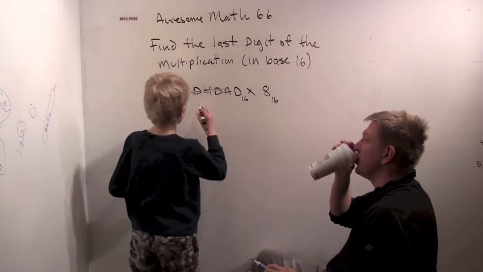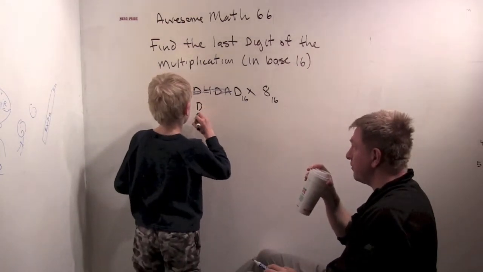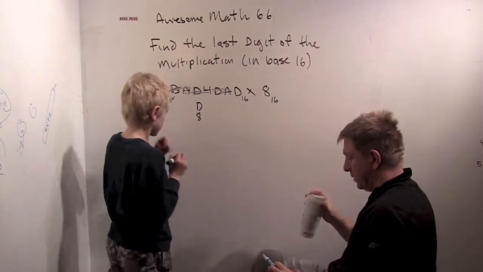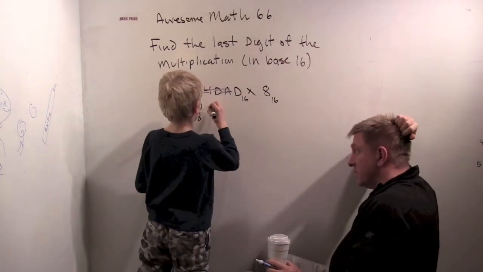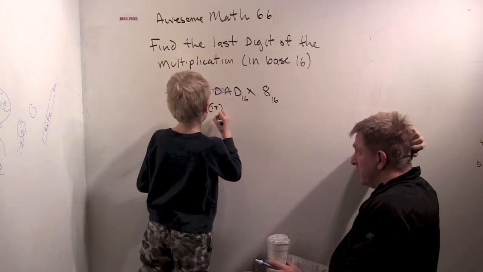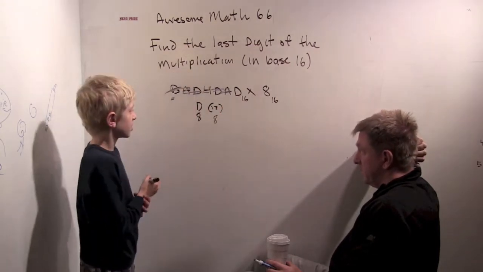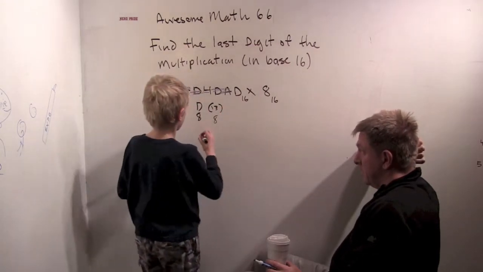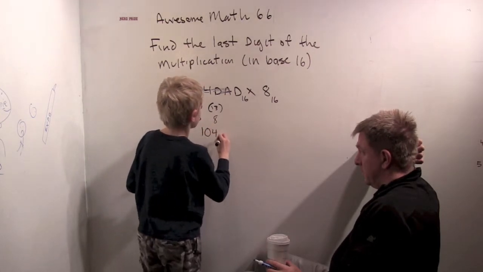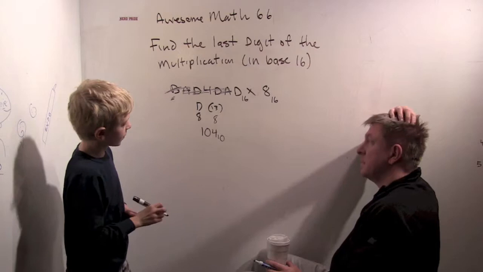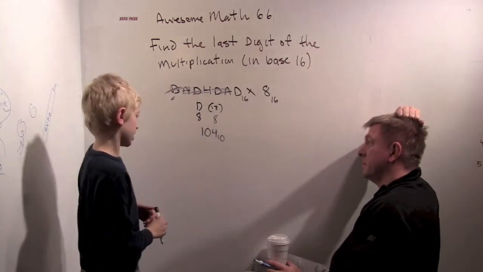Well, since this is D times 8, and D is really 13, we can write this as 13 times 8. So this becomes 104 base 10. Then we have to find a near multiple of 16.